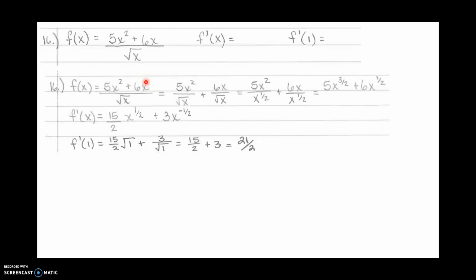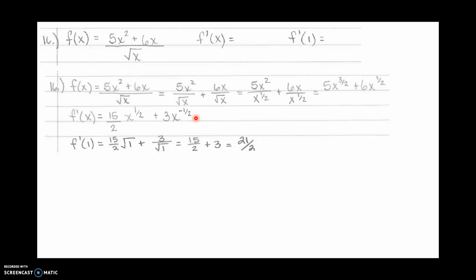So now I can use power rule instead of having to do some horrible quotient rule over here. So for power rule, I'm going to bring my 3/2 out in front. So 3/2 times 5 would be 15/2. And then I'm going to subtract 1 from 3/2, which would be 1/2. So 15/2 x to the 1/2. And then for this guy, I'm going to bring my 1/2 out in front. So 1/2 times 6 is 3x. Subtract 1 from this, so that would be negative 1/2. So 3x to the negative 1/2.